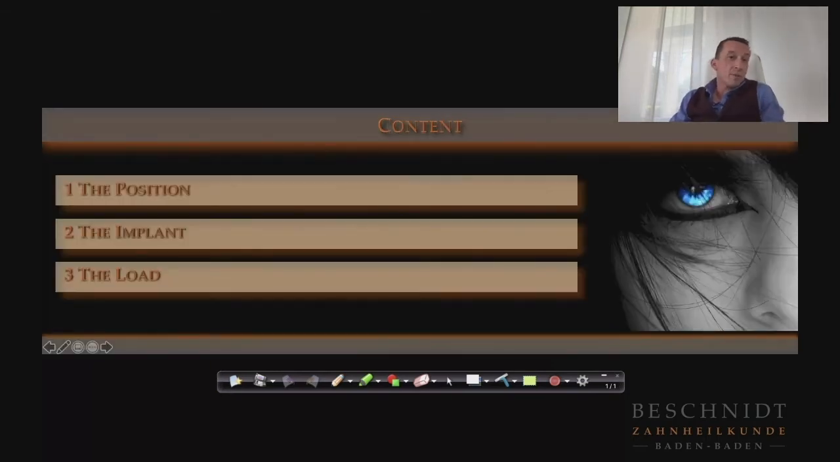So let's start with the position. This is my content of today. Let's talk about implant positioning. Let's talk about the implant design. Which kind of implant is responsible? What do we need for immediate loading? And how do we load the implant?